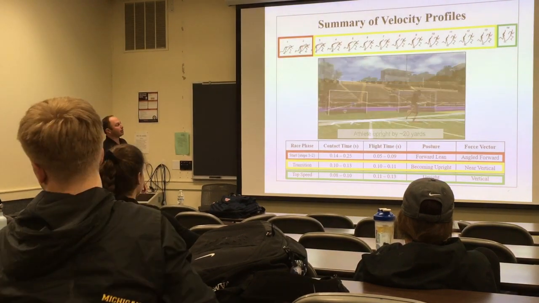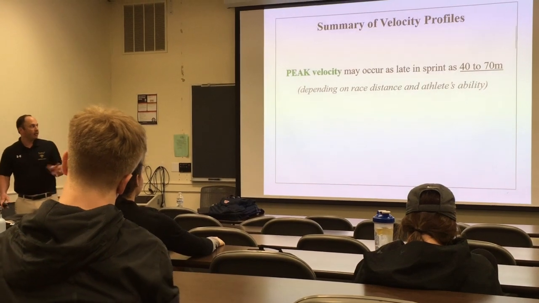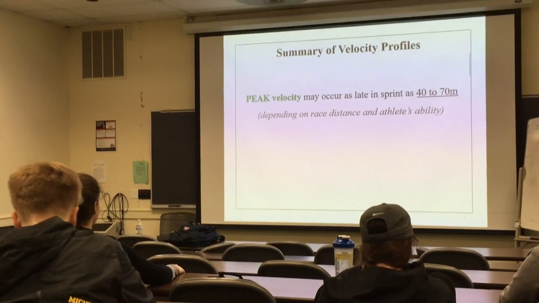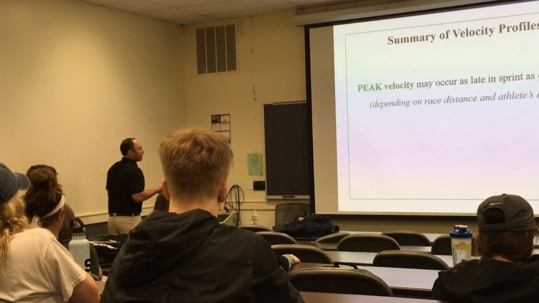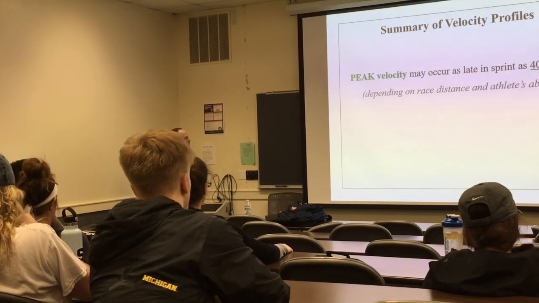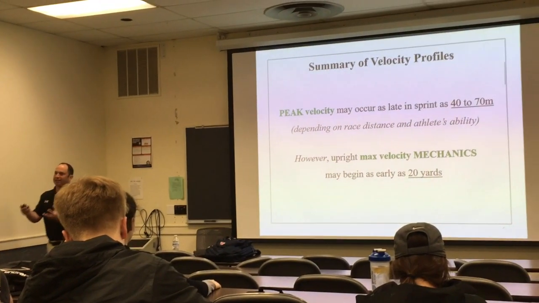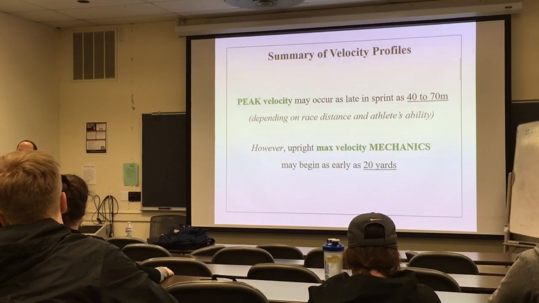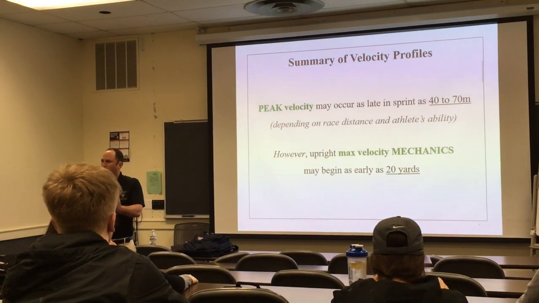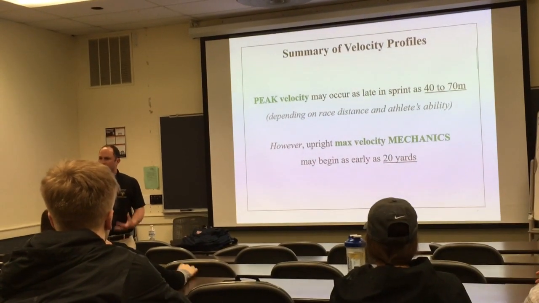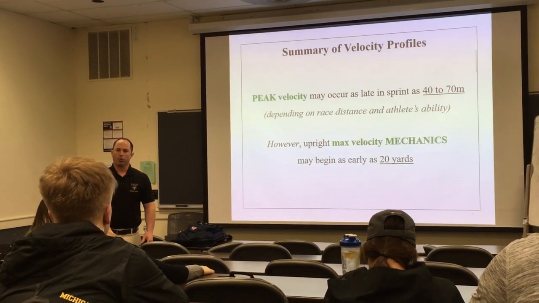Last point on this slide, okay? The athlete's upright by 20 yards. Typically, this is just like a background nugget. If you watch the Olympics, you might hear the commentators say, well, the sprinters aren't really hitting peak speed for 40 to 70 meters into the 100-meter dash. For you guys and the athletes that you're gonna coach as physical educators or as sport coaches, the runners are typically upright and into their top speed mechanics by 20 yards.